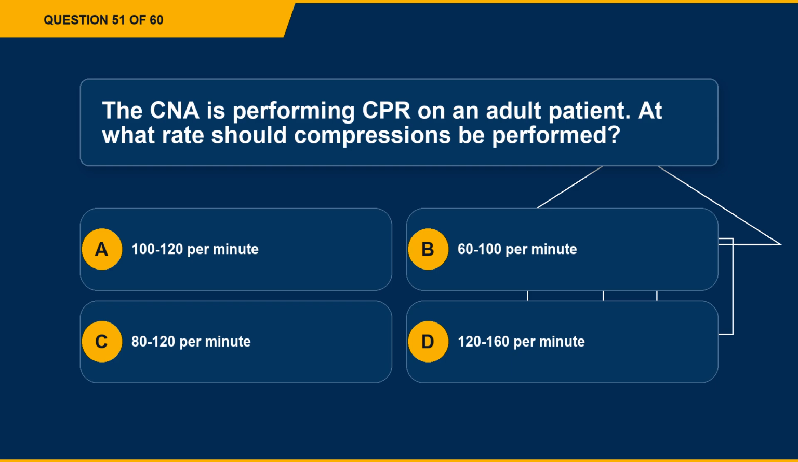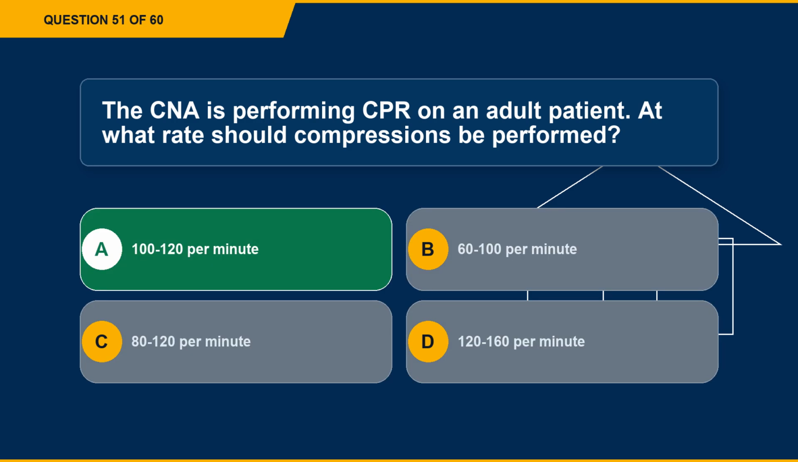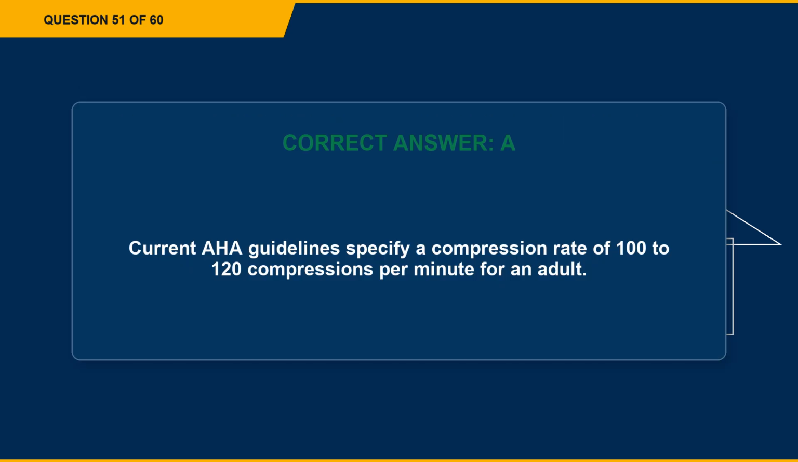Option A, 100-120 per minute. Option B, 60-100 per minute. Option C, 80-120 per minute. Option D, 120-160 per minute. The correct answer is option A, 100-120 per minute. Explanation. Current AHA guidelines specify a compression rate of 100 to 120 compressions per minute for an adult.